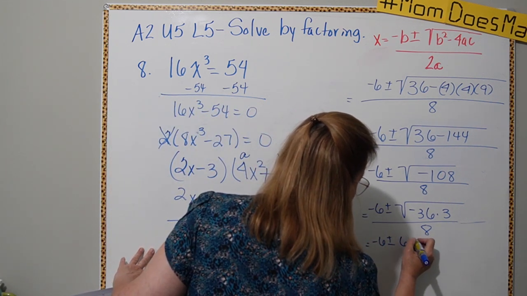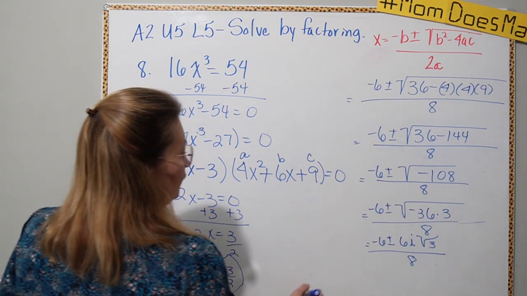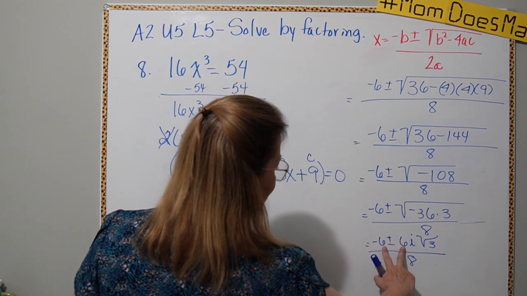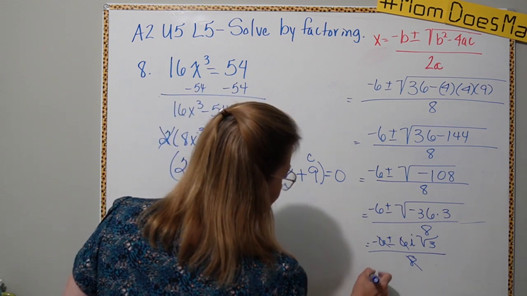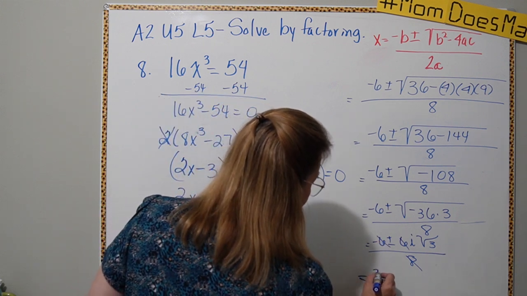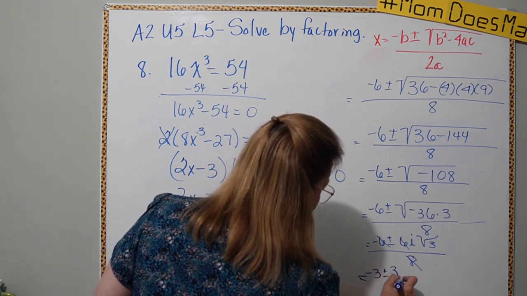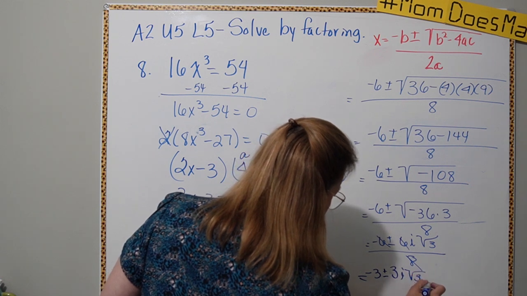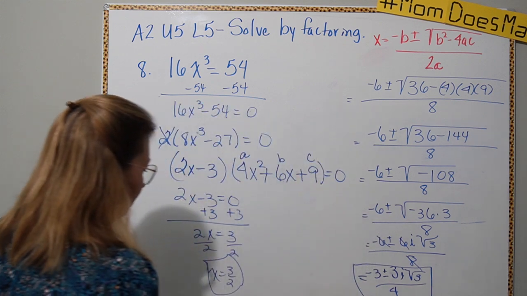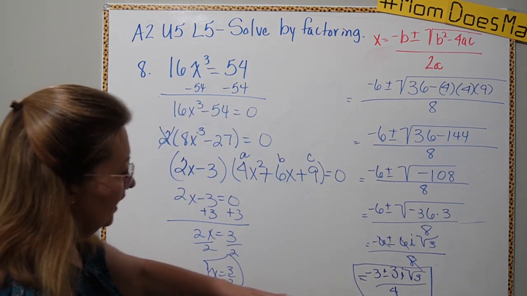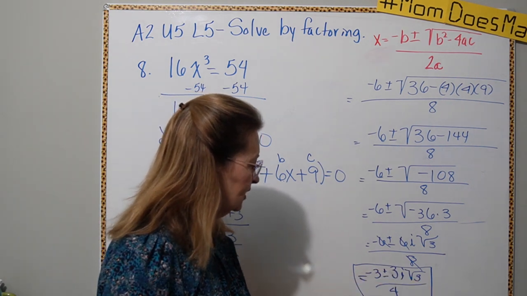That's going to be 6i. You've got the square root of 3 left, and this is all over 8. Now, you can divide 2 into the 6's and the 8, so we can reduce down all of those. Now when I divide negative 6 by 2, that's going to give me negative 3 plus or minus 3i square root of 3. And when I divide 8 by 2, I get 4. So that's going to be your other answer. So you have 3/2. And then you have negative 3 plus or minus 3i square root of 3 over 4.